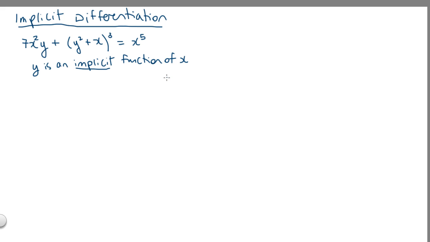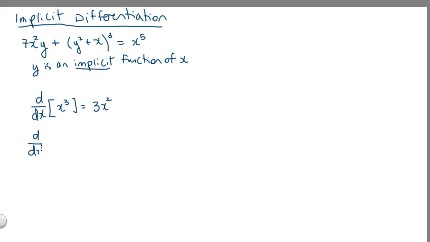Intuitively, what that means is that x and y are tangled up in this equation, so it could be difficult or even impossible to get a formula for y. Now, as a little warm-up, let's take a look at a few quick derivatives here. Derivative with respect to x of x cubed, well, that's equal to 3x squared by our usual power rule.